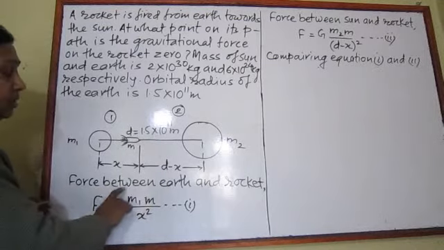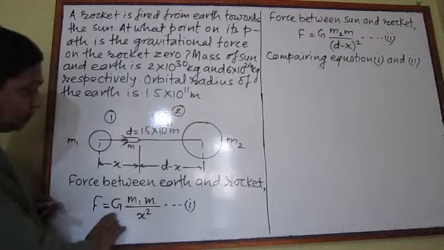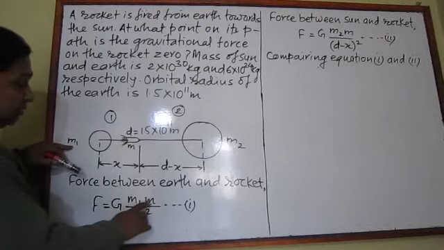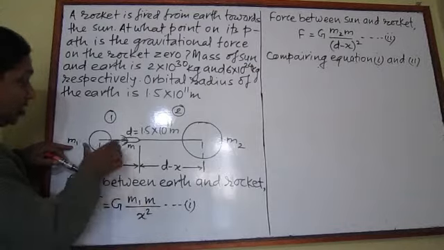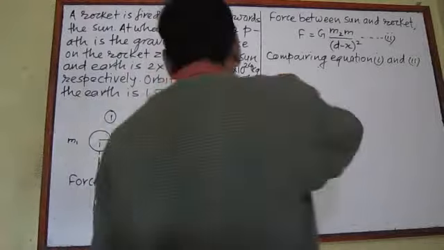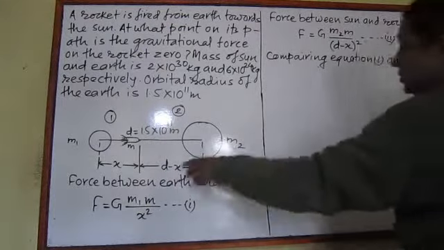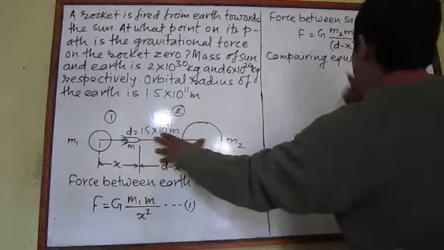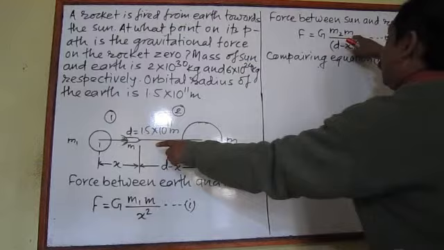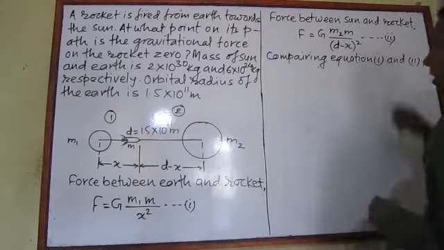The force between Earth and rocket can be written as F equal to G, mass of Earth m1 into mass of the rocket m, upon the distance between the Earth and the rocket, that is x squared. On the other hand, the force between Sun and rocket can be represented this way: F is equal to G, mass of the Sun m2, mass of the rocket m, upon the distance between Sun and rocket, that is d minus x whole square.